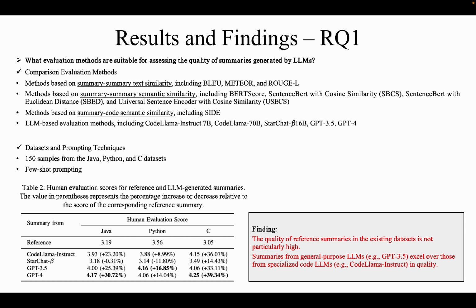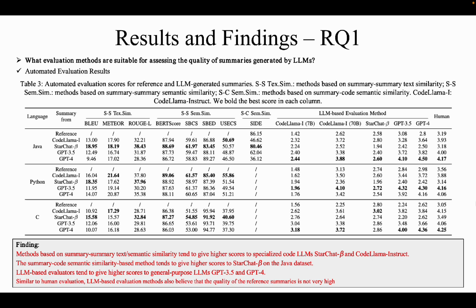We can observe that the quality of reference summaries in existing datasets is not particularly high, and summaries from general-purpose large language models are better than those from specialized code large language models. Then we compare the correlation between automatic evaluation methods and human evaluation. Table 3 displays the scores of automatic evaluation methods and large language model-based evaluation methods.